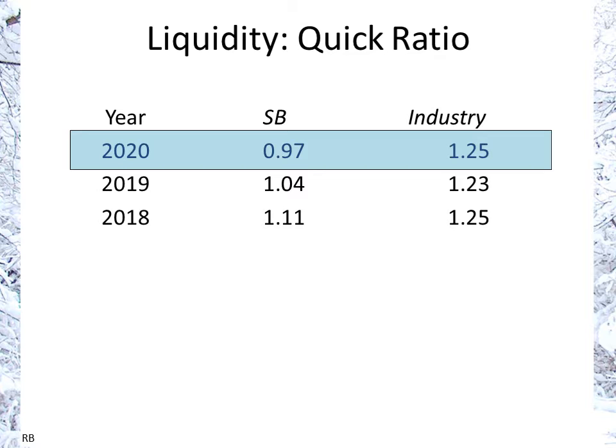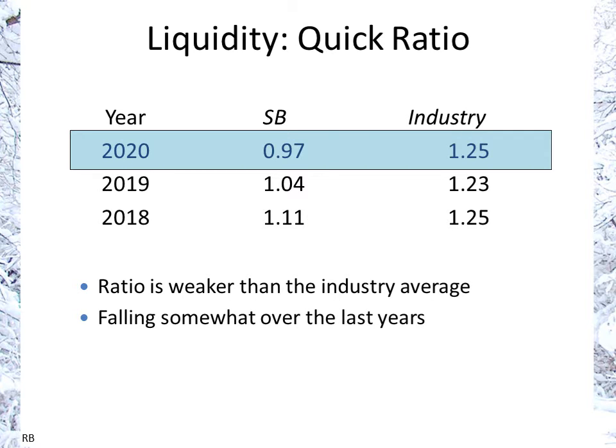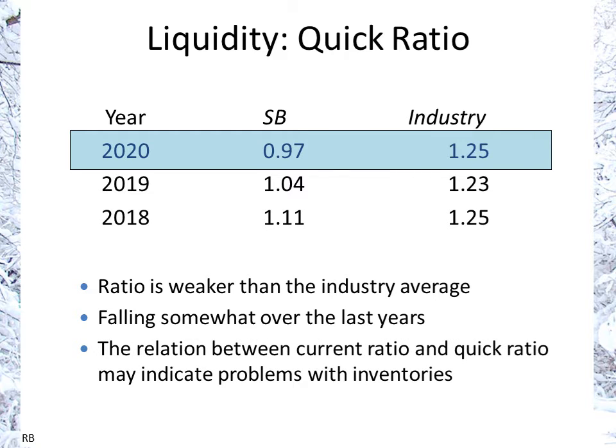So here we see the trend, and now you see something different. The ratio is weaker than the industry average, and as well it's getting worse over the last couple of years. So that is an indication here that maybe we have too large an inventory, particularly since the current ratio was good, but the quick ratio is showing some weakness.